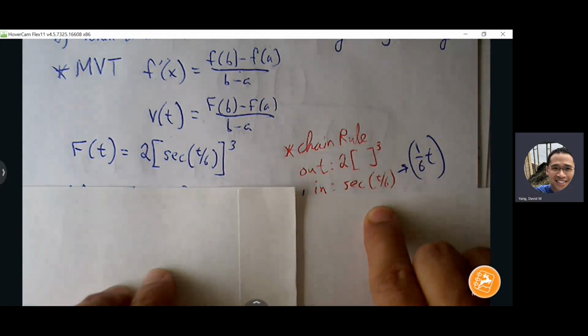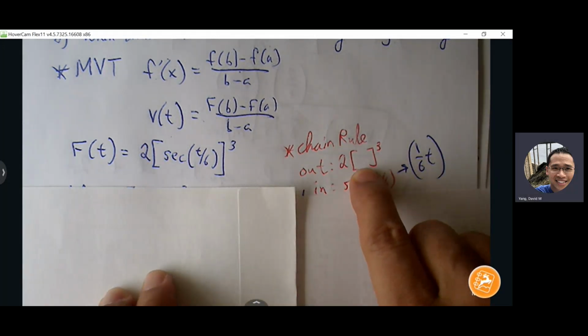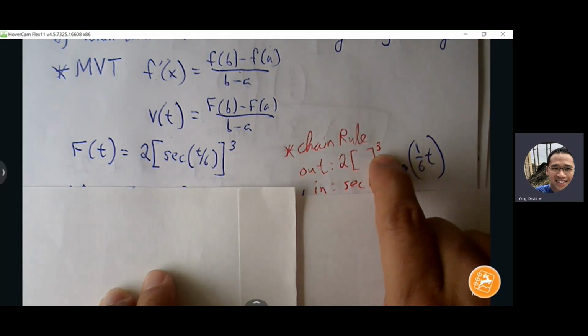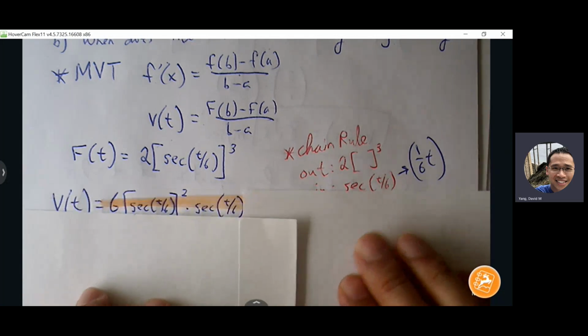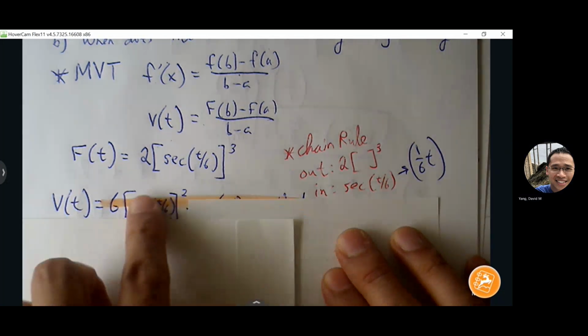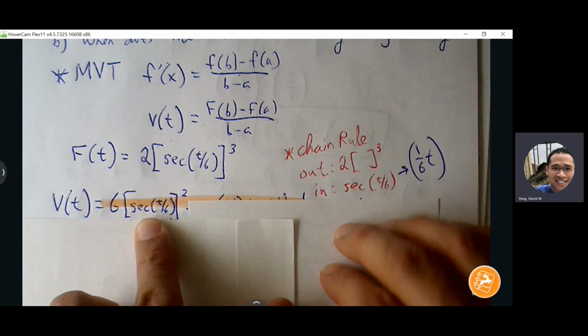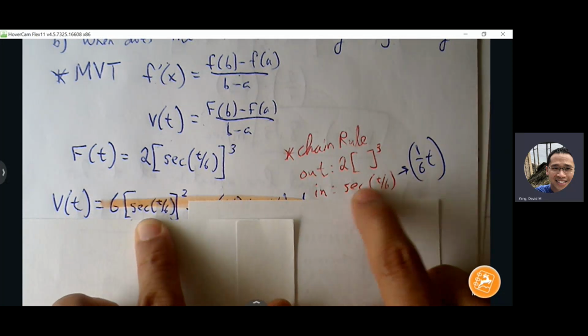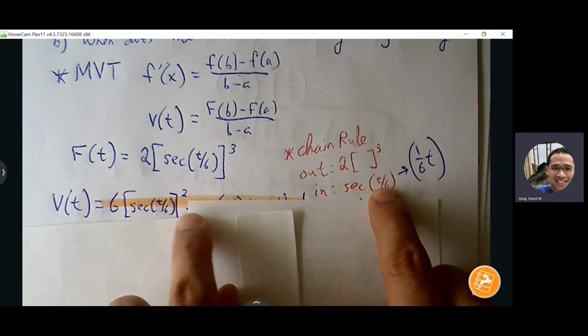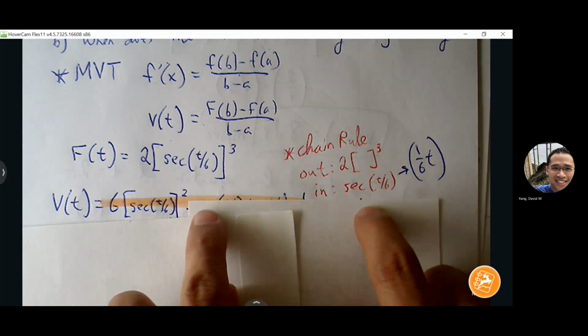Okay, so let's break this down step by step. What's outside's derivative? 6 brackets squared. So we do that first. There it is. And then we have to do inside's derivative. So secant of t over 6 becomes what? Secant.